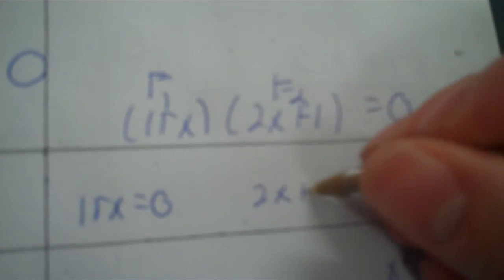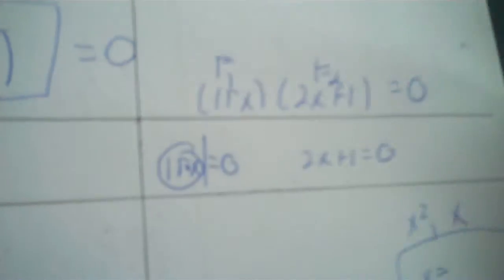And then we have f1 and f2. So 15x could equal 0, or 2x plus 1 equals 0. It's like you're taking this and breaking it into two parts, two easier parts. A complicated thing breaking it up into two simpler parts. So divide by 15, and that's 0.